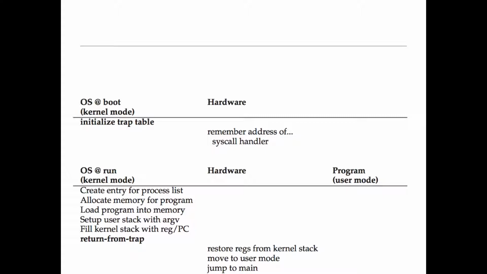And this is similar to what we've done in the past. Whenever a process has to be executed, we need to create an entry for that process. We need to allocate memory. Memory will contain again those divisions such as code, heap, stack. You physically load the program into the memory. You set up the stack with the arguments, and then you fill the kernel stack with the registers and the program counter. Why would you do this?